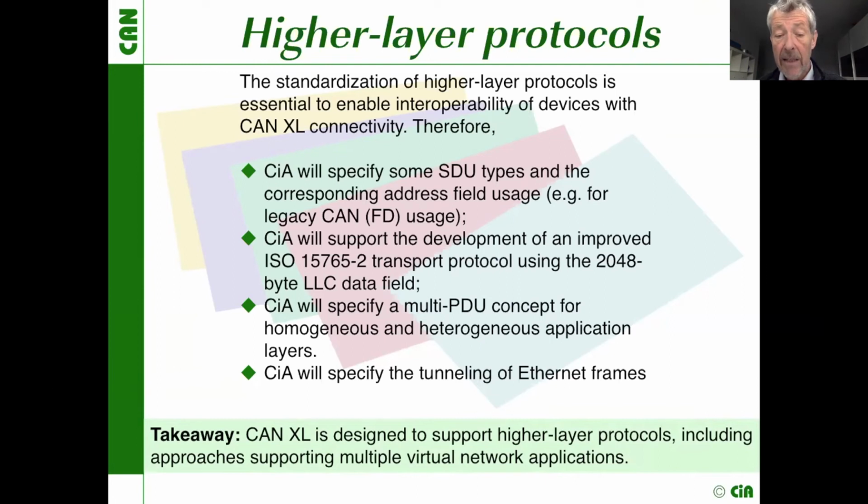So CAN XL is designed to support higher layer protocols, including approaches supporting multiple virtual network applications. So this means CAN XL is really designed for network system architectures and can be used also as a backbone network.